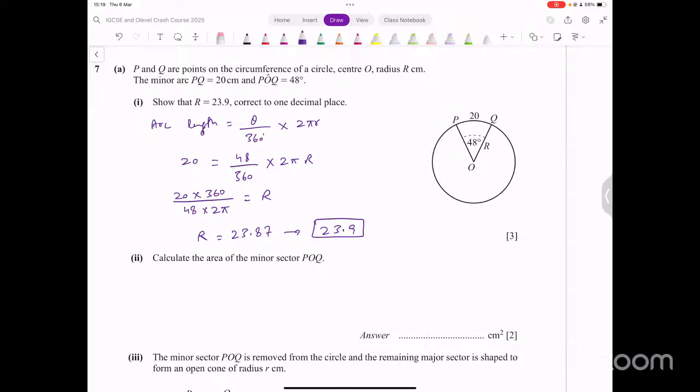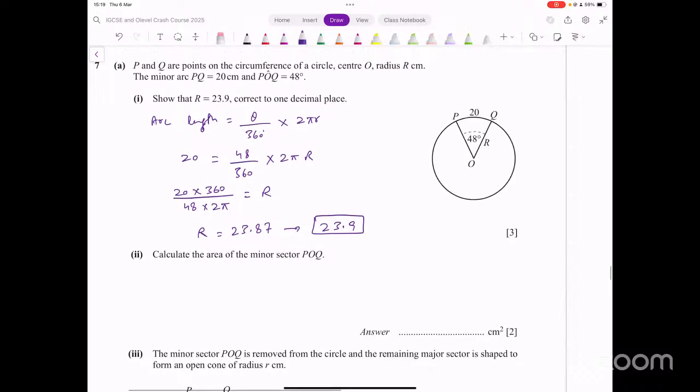That's the first part, fairly straightforward. We were given the arc length and we had to find the radius. We just input values in the formula for arc length and got the value of the radius. Now we need to calculate the area of the minor sector POQ. What's the area formula for a sector? It's theta over 360 times pi r squared.